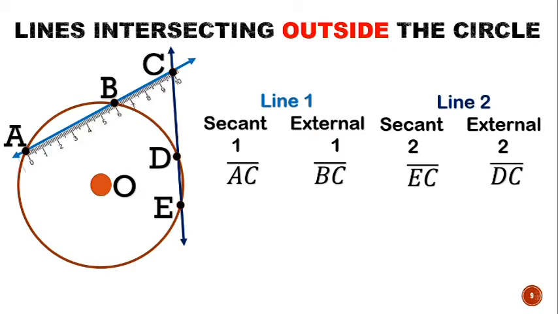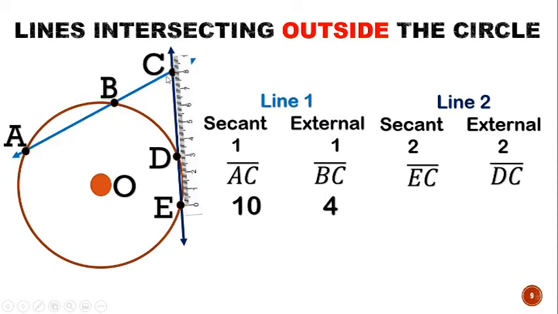Now, let's look at their lengths. For AC, that's 10. For BC, that will be, again, not 10. It's only this part. That will be 4. For the second line, the secant will be 8, a total of 8. But its external is 5 only. Okay? I hope you saw the relationship.